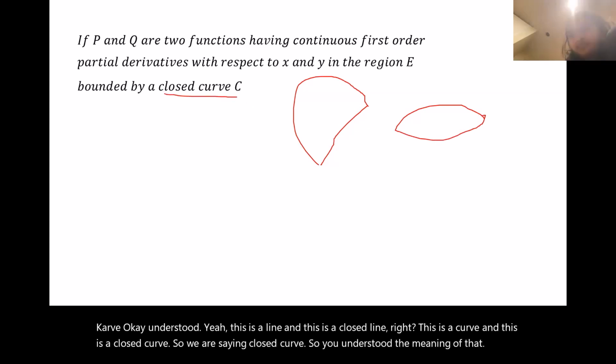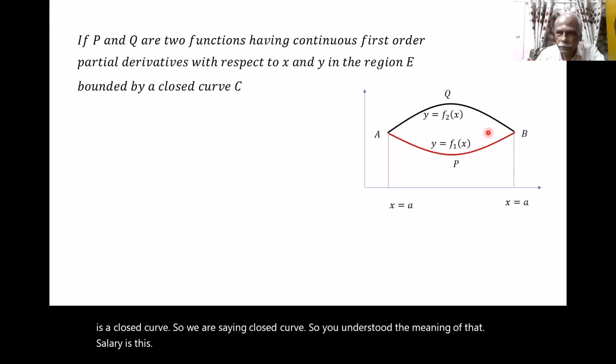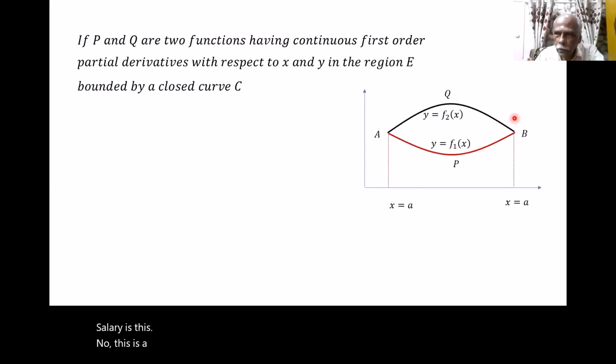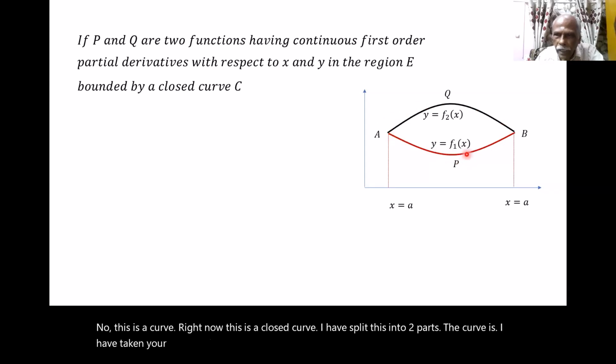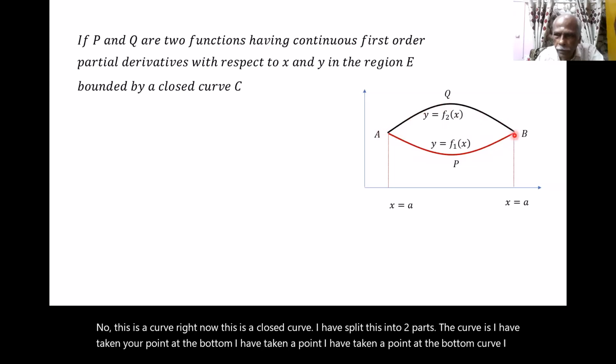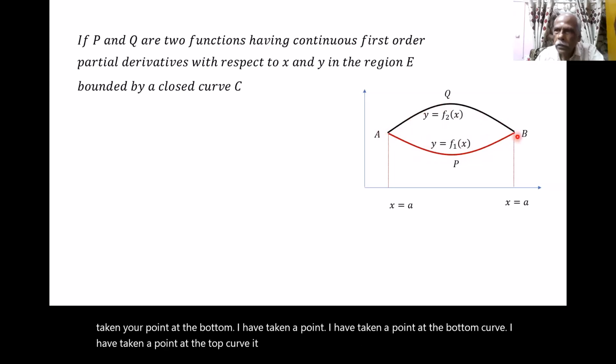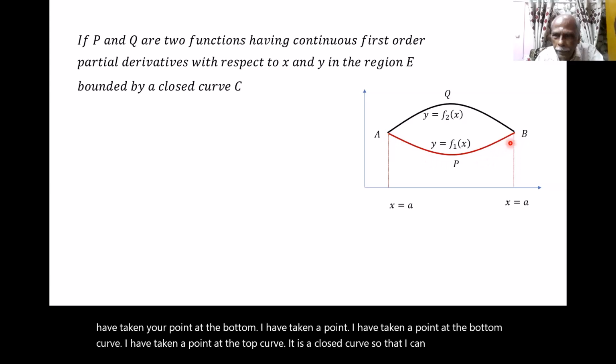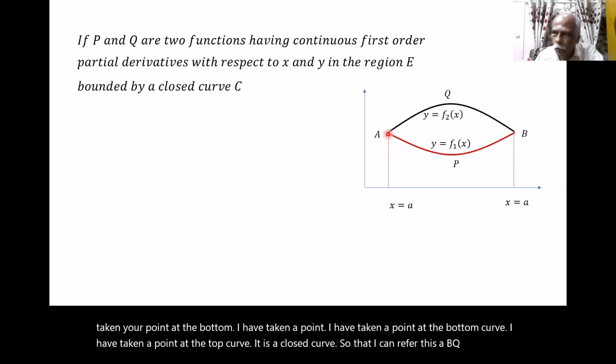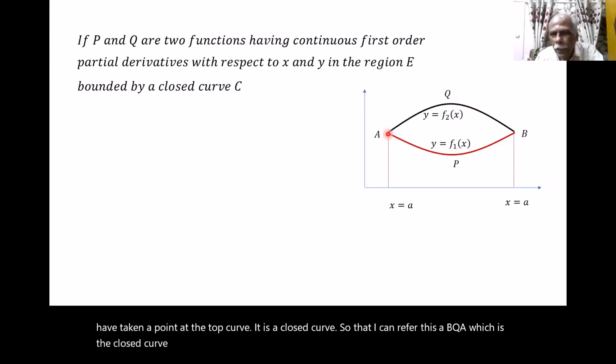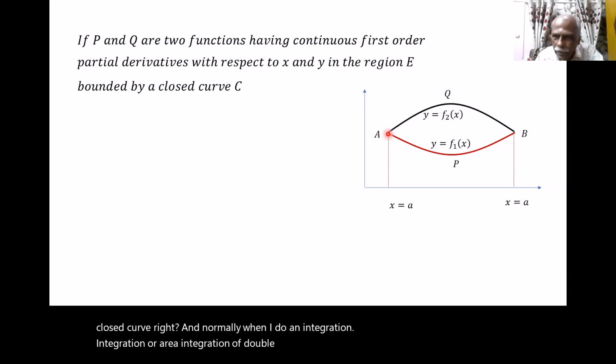I'll erase this. Now, this is a curve, right? Now, this is a closed curve. I have split this into two parts. I have taken a point at the bottom curve. I have taken a point at the top curve. It is a closed curve, so that I can refer to this as A, P, B, Q, A, which is a closed curve, right? And normally when I do an integration, either line integration or area integration or double integration, we go from left to right because that is positive. Okay?